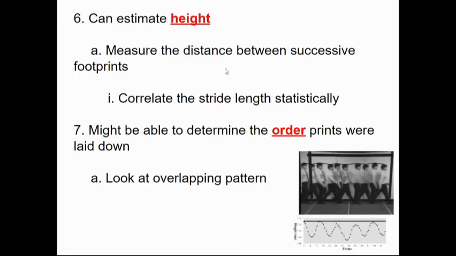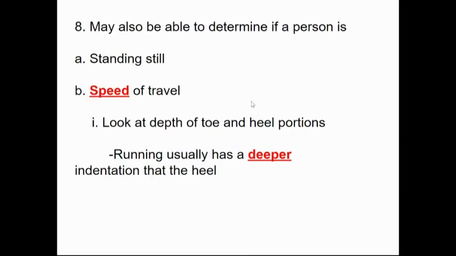We can often use this to estimate the height of a person by measuring the distance between successive footprints and knowing the relationship between their stride length, just using some statistics here and some data that we have. You might be able to determine the order that the prints were laid down. Did they walk forward and then walk back over them? Were they moving back and forth? Was there more than one person? Who was there first? Who was there second? So some of these things can be determined.